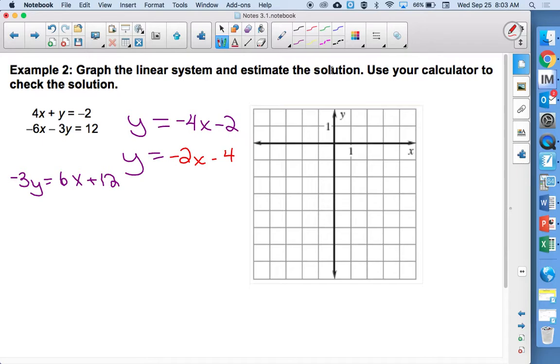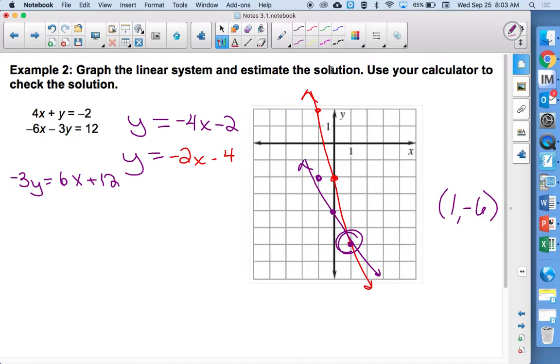So the first one starts down at negative 2, and it's moving down 4 or up 4. It's a pretty steep line. The second one is starting down at negative 4, and it's moving down 2 or up 2. And right there is the intersection point at 1 and negative 6.